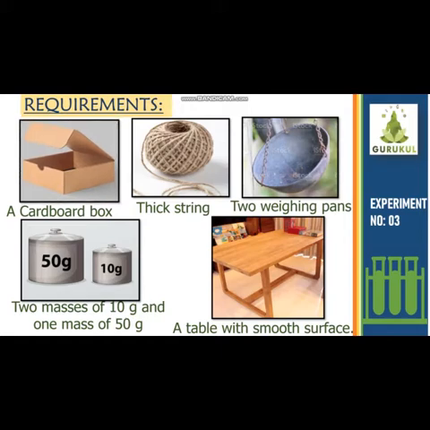I would require a cardboard box, a thick string, 2 weighing pans. You must have seen the weighing pan balance, right? So 2 weighing pans I would require. Here I would require 2 masses of 10 gram and 1 mass of 50 gram weight. And a table with a smooth surface I would require to carry out this experiment.